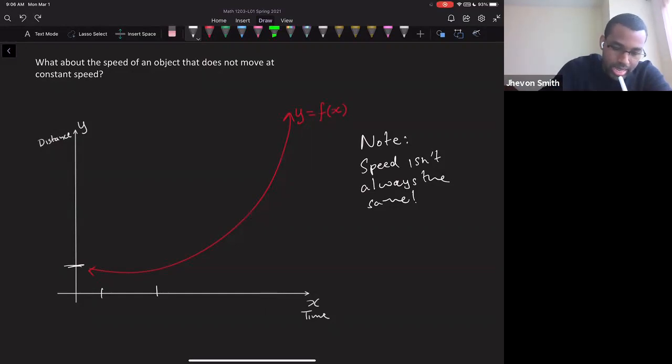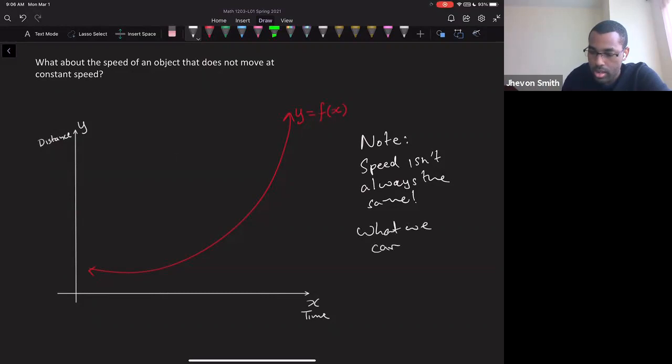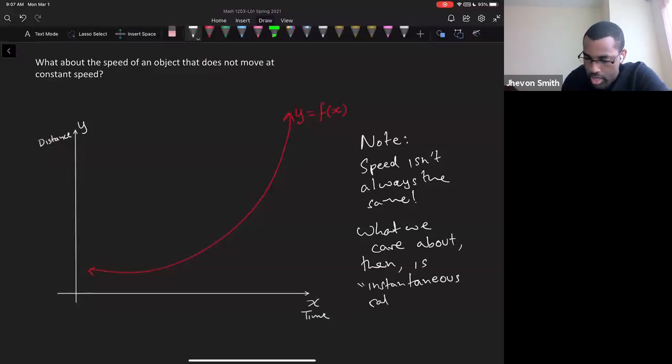I just want to point out that the fact that it's not a straight line, you can figure out that that means not constant speed. They're actually equivalent, right? Which means what we care about now is something called instantaneous rate of change. Or speed, right? In other words, the question is different now because there's no one answer.